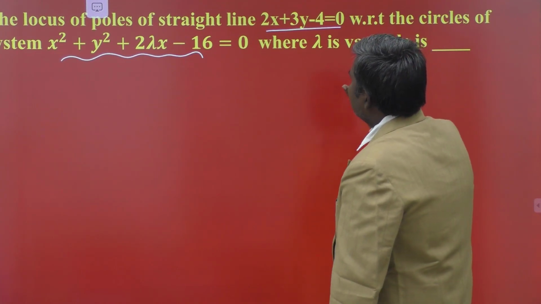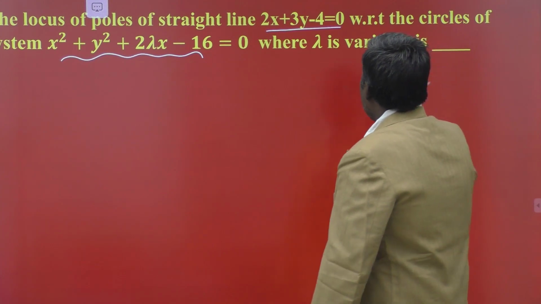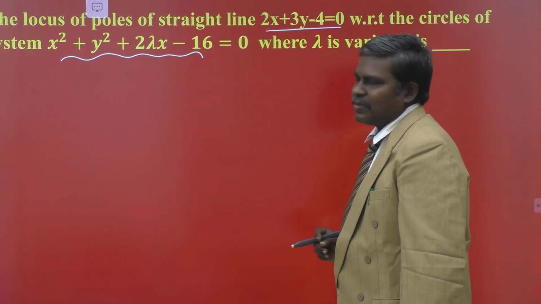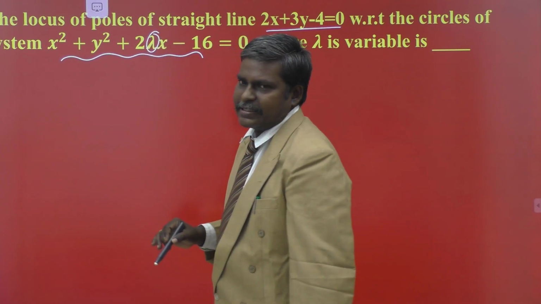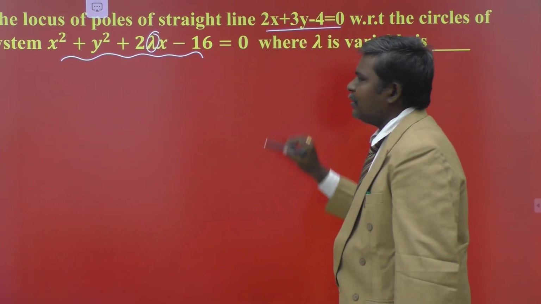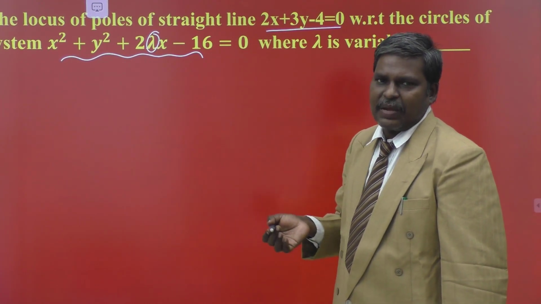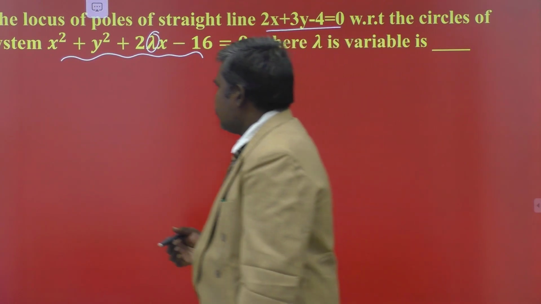Locus of poles of the straight line with respect to the circles where lambda is a variable. That is, the system of circles is given to you. By varying the lambda itself, we get different circles. For every circle, there exists a pole with respect to the same line. So you collect all such poles, you get some locus. That is what you are going to find out here.